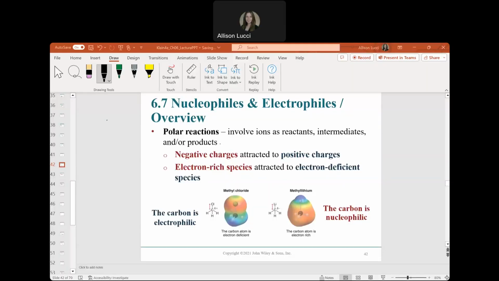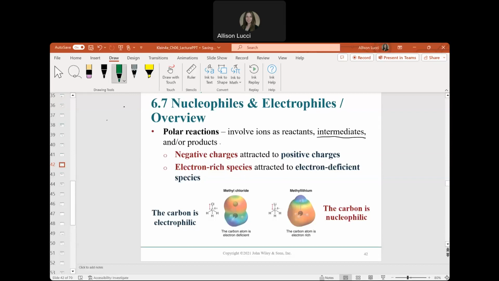We're going to continue our discussion of our chapter on chemical reactivity and mechanisms with section 6.7, which reviews a certain type of reaction called polar reactions, which would involve ions as either reactants, intermediates, or products. We'll see for the most part that they exist as intermediates, these ions. And let's define these terms.